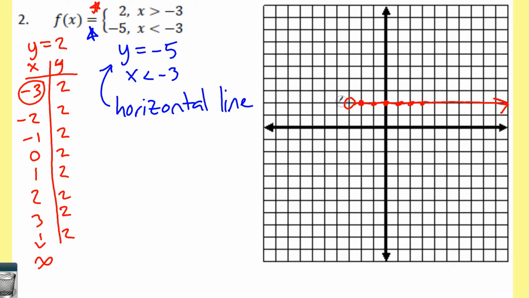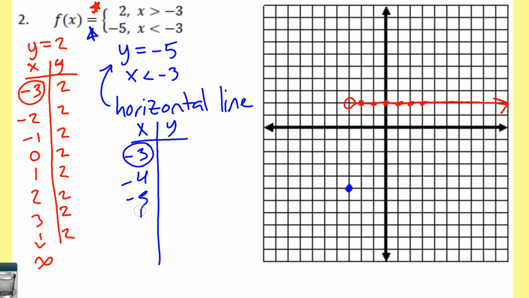All right, so we're going to have it at negative 5. So at negative 3, negative 5, because the y value is negative 5. Oh, what did I just do? Does it equal negative 3? No. So sometimes it helps to see the table. So at negative 3, it's an open circle. Smaller than it is going to be fine.